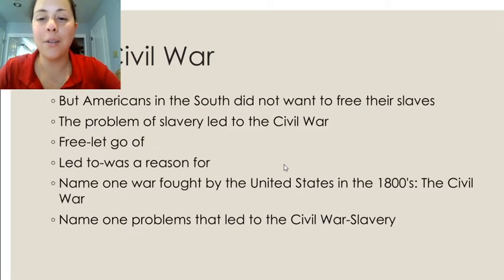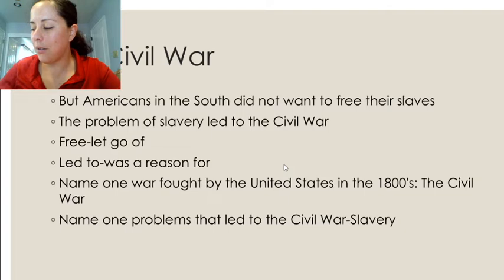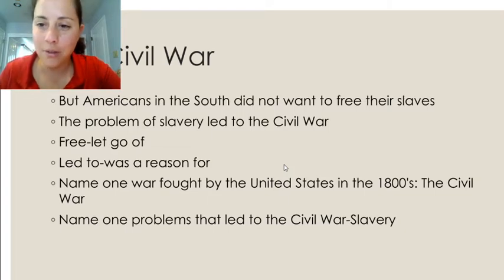Now let's look. How did the Civil War begin? Page 73. Americans in the South did not want to free their slaves. The people in the North wanted the slaves to be free. Americans in the South did not want to free their slaves.